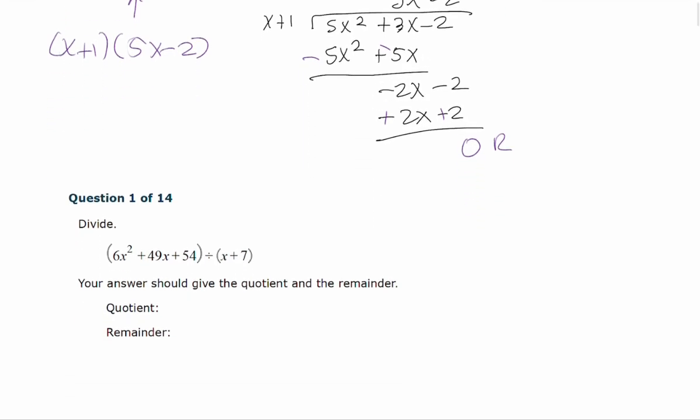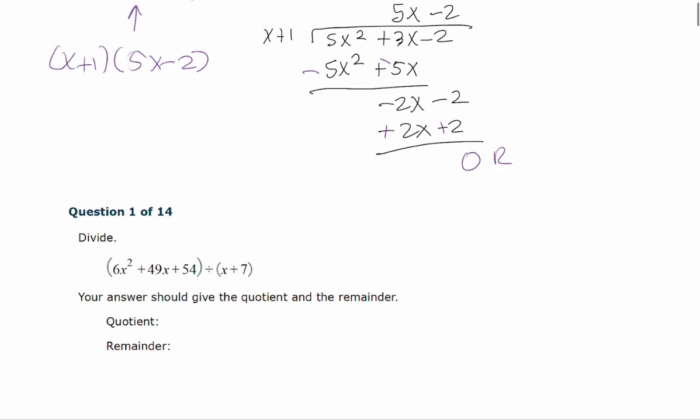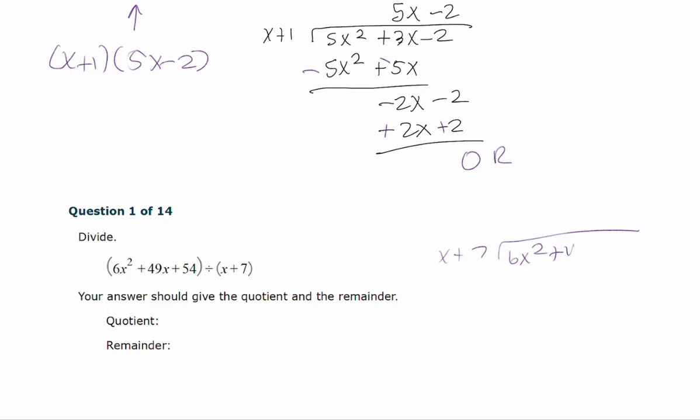Let's do it again. So it says to divide 6x squared plus 49x plus 54 by x plus 7. So we're going to put x plus 7 on the outside. We're going to put 6x squared plus 49x plus 54. Do you see how the powers go x squared, x to the first, and no x's? If anything is missing, we have to account for it. Put a 0 in whatever spot is missing, so every spot is accounted for, so we can do our division.